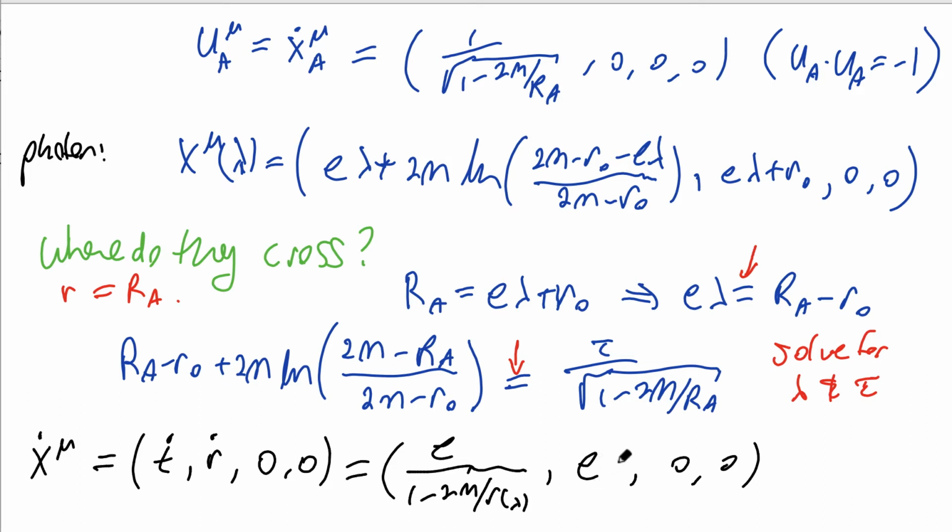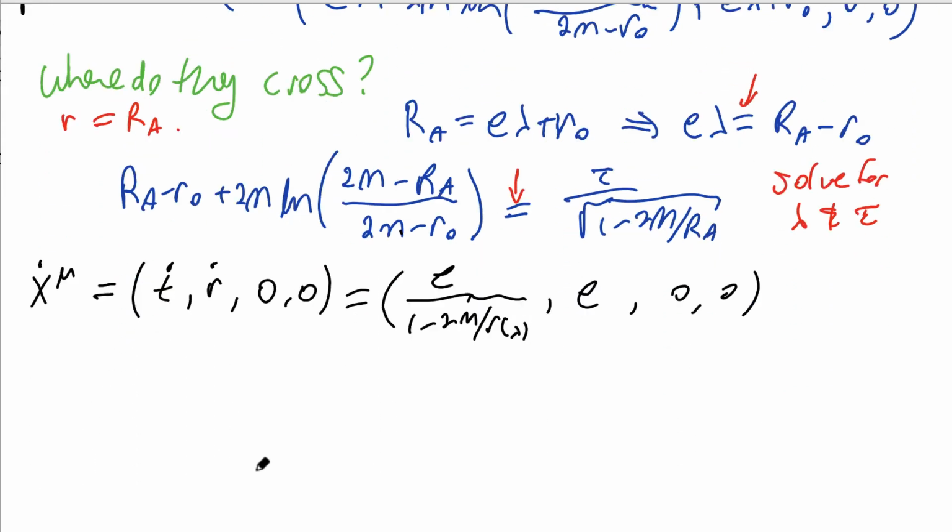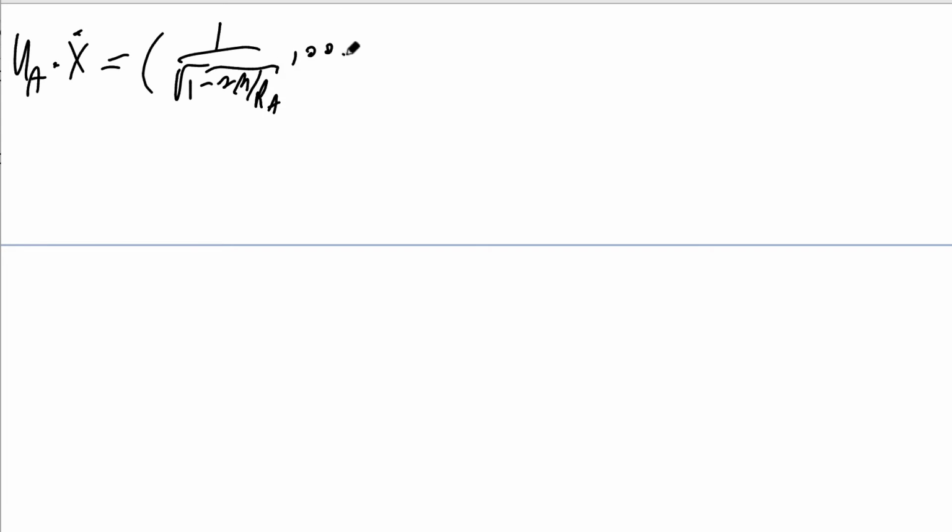So this is the tangent vector to the photon world line. And now we're finally ready to compute the inner product between UA and x dot. So we have UA inner product with x dot. UA, you'll recall, is 1 divided by the square root of 1 minus 2m over r sub a, then comma 0, 0, 0.